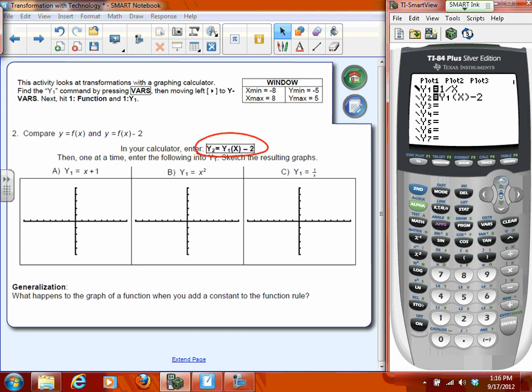There it is, minus. I'm going to come back up to Y1, and we're going to start all over again. We're going to start with A. We're going to start with X plus 1.